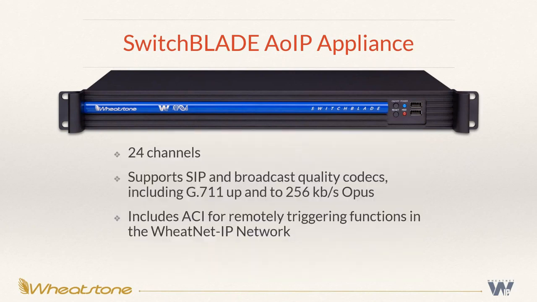on our WheatNet-IP network. Switchblade supports these codecs, including 256K Opus, which can carry a decent amount of dynamic range, and it's fairly robust. Certainly not as robust as linear audio, but it's cheaper to carry that encoded audio across the internet or across a WAN than straight linear audio. Switchblade also includes WheatNet-IP's application control interface, or ACI for short, and that's important if you want to do things like remotely triggering functions in a WheatNet-IP environment, such as controlling a console, turning mics on or off, or other sources on or off while you're carrying it with that signal.